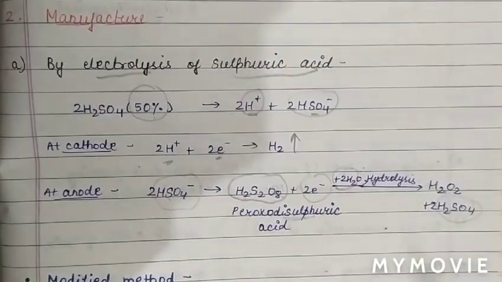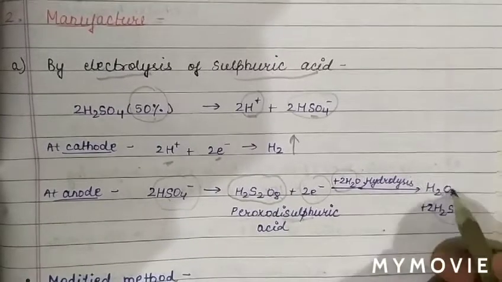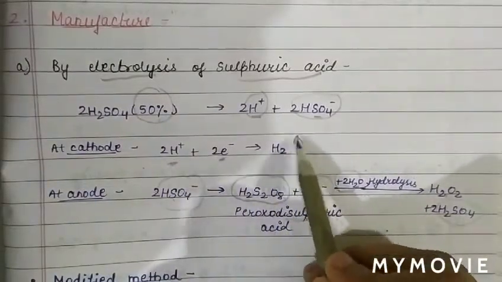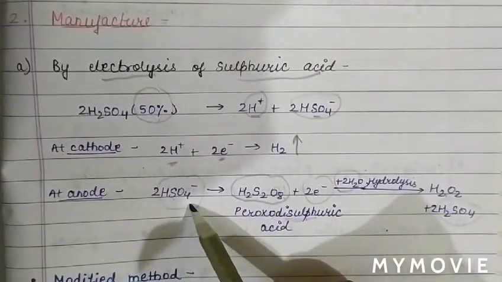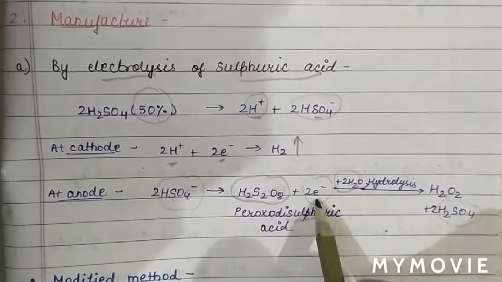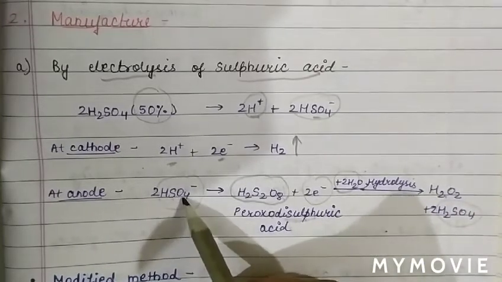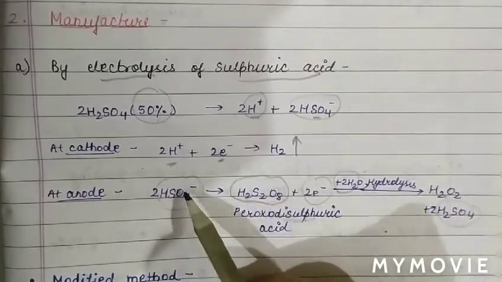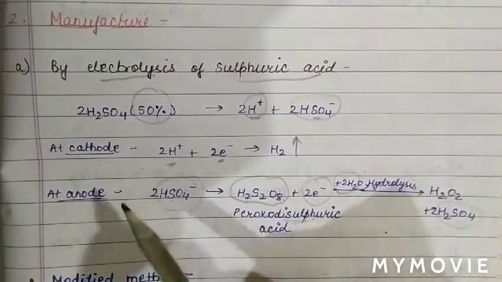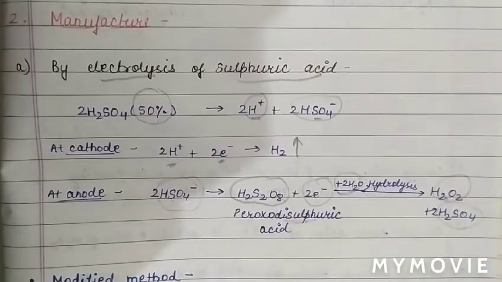So basically this is the manufacturing method of H2O2 by using electrolysis. H+ ion gains an electron in the form of H2, and HSO4- first converts into H2S2O8 by the loss of 2 electrons. As we can see, 2 hydrogen, 2 sulfur and 8 oxygen, and to balance the charge, 2 electrons. Loss of electron means oxidation at anode. Now on hydrolysis it gives H2O2.